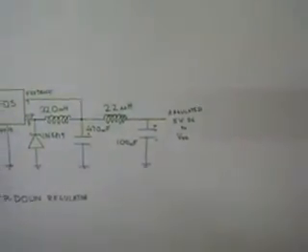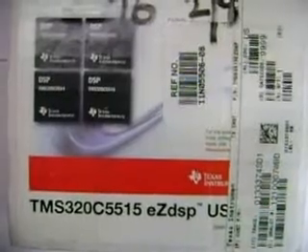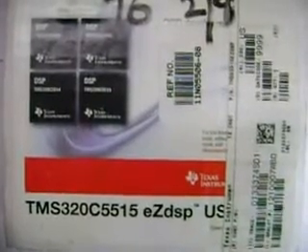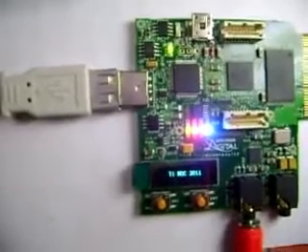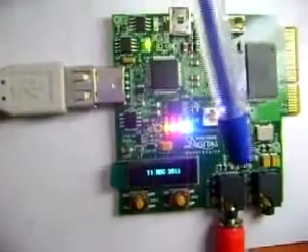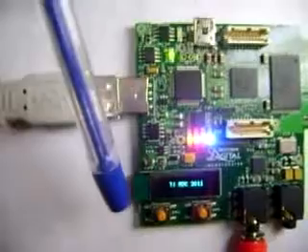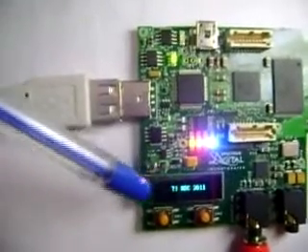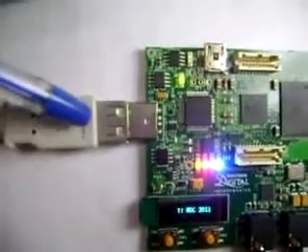The eZ DSP module from Spectrum Digital is a development module for the TMS320C5515 digital signal processor, which is a fixed point low cost processor developed by TI. It includes an audio codec AIC3204, line-in, memory card slot, OSD9616 OLED display, and is powered by USB.